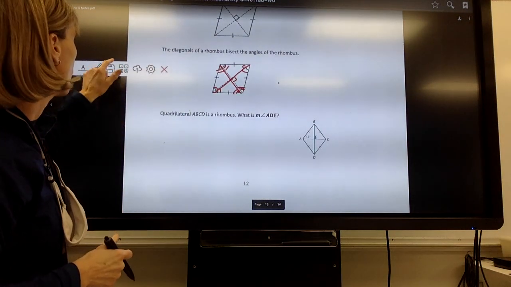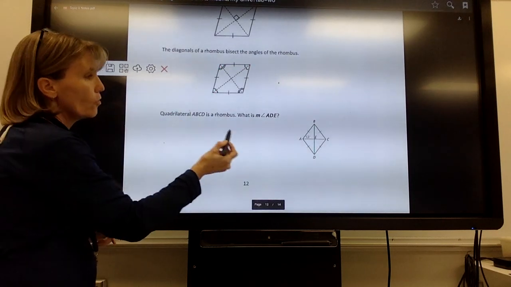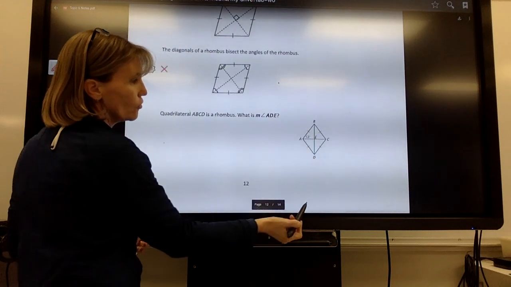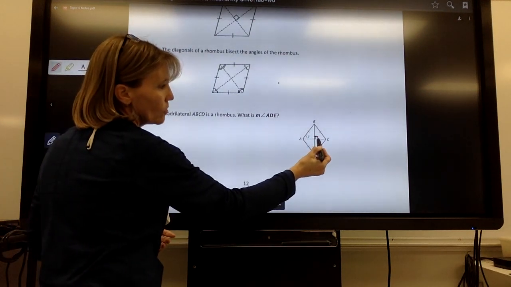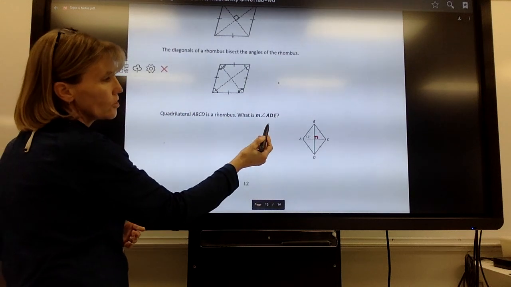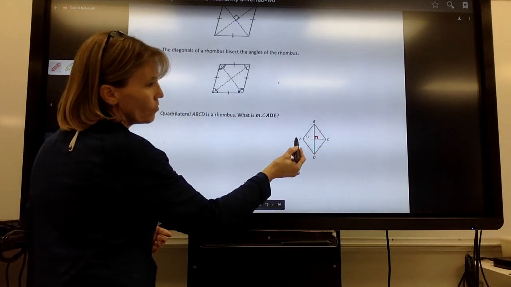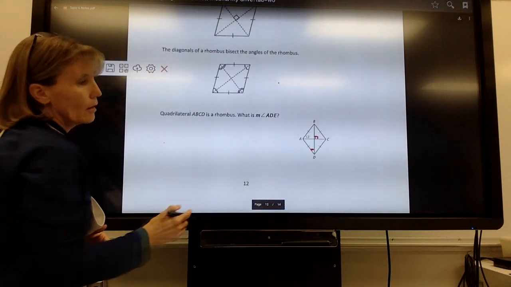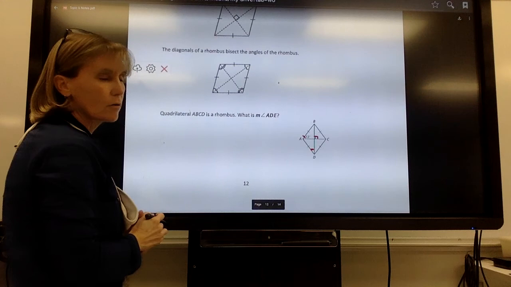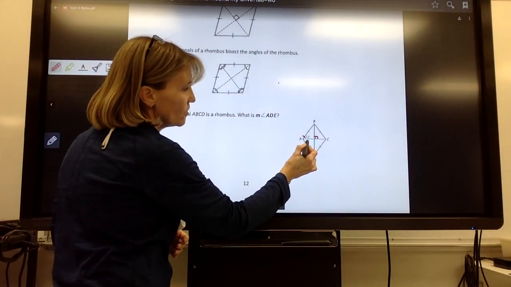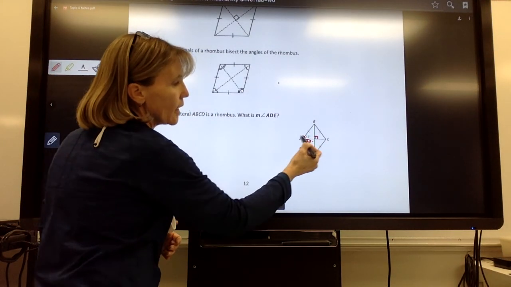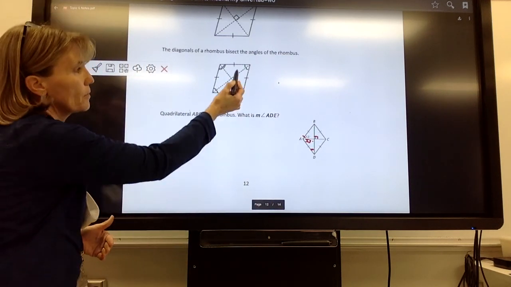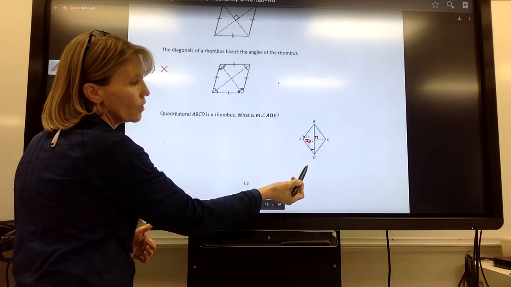Okay, so they ask us a question here. They say quadrilateral ABCD is a rhombus. Since it's a rhombus, all four sides are congruent. The diagonals are going to form a right angle here. It says, what is the measure of ADE? From A to D to E. It's asking for this measure right here. Well, if this is 53 degrees up here, I know that this is 53 degrees down here because that diagonal is bisecting the angle of the rhombus. That's what we talked about up here. So this has been bisected. It's 53 on both sides.